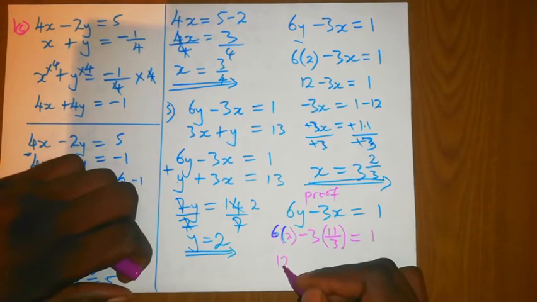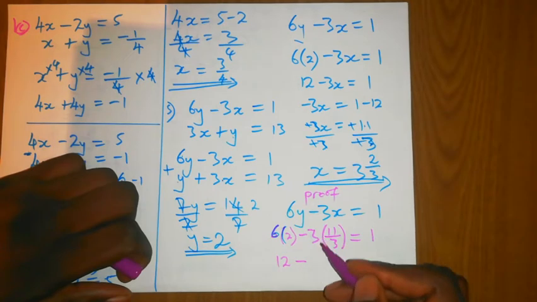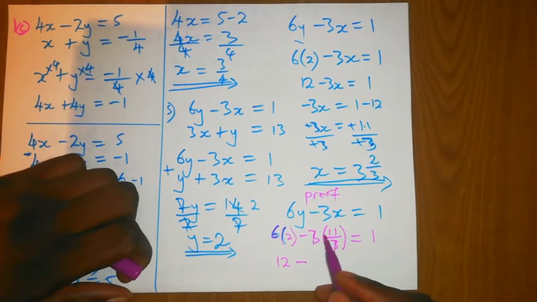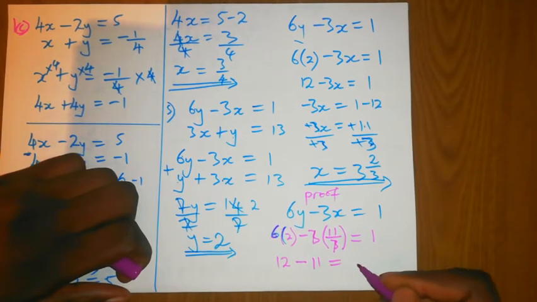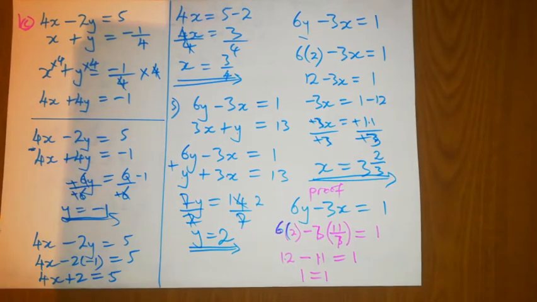It's now 12 minus, I'll then say 3 into 3 into 3. I'm going to have my 11 there. So it's now 12 minus 11 is equal to 1. 12 minus 11 is 1, so 1 is equal to 1. I have proven it. It's correct.